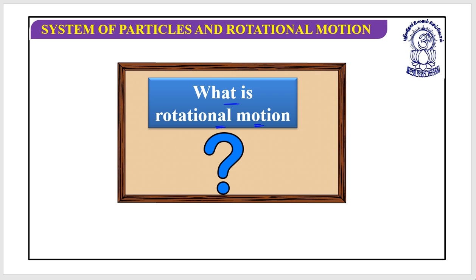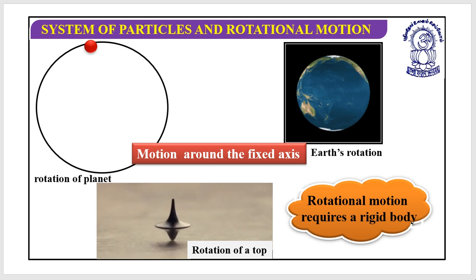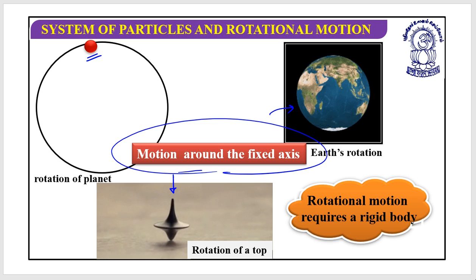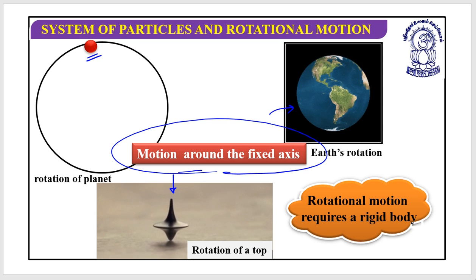Let's directly see certain examples and you might get an idea. Let's suppose this is one of the planets that is moving around the sun. This is the rotational motion of the earth. This is the rotation of a top. So what we can observe is that all these are motions around a fixed axis. And when you need to move around a fixed axis, you require a rigid body. Then and only then this is possible.